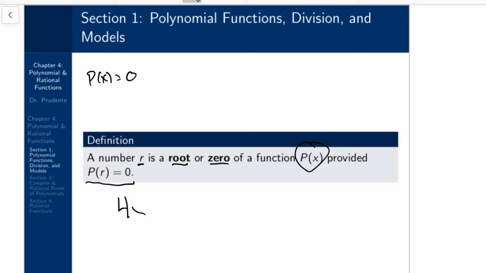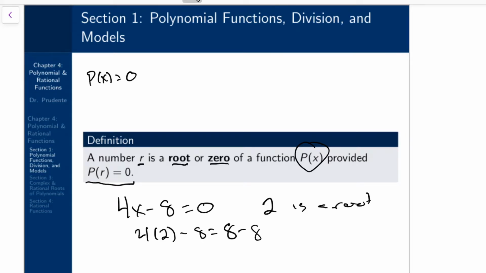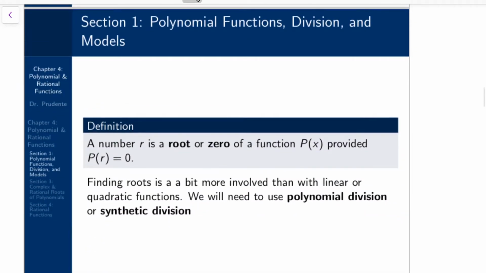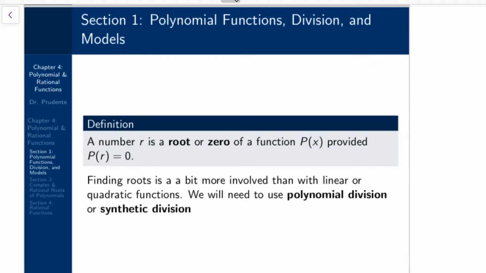So an easy example of something we've dealt with, like 4x minus 8 equals 0, we would say 2 is a root, because if I plug in 2, 4 times 2 minus 8 is equal to 8 minus 8, which is 0, right? So 2 would be a root of that. But when we have polynomials with higher and higher exponents of x, that process becomes a little bit more difficult. So we're going to need two new types of algorithms. One is polynomial division, which will very closely mirror good old-fashioned long division, and something we call synthetic division. And we will move on to examples of each of those.